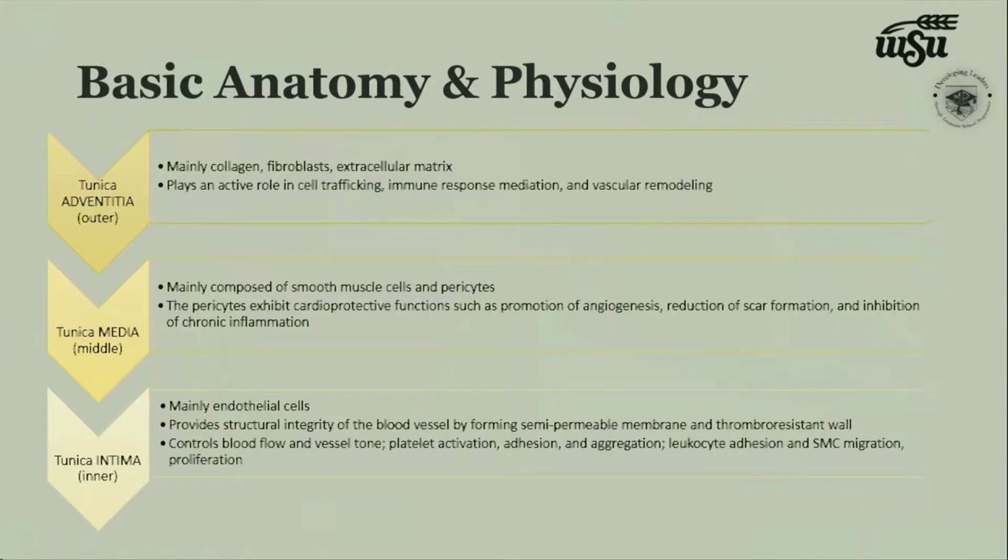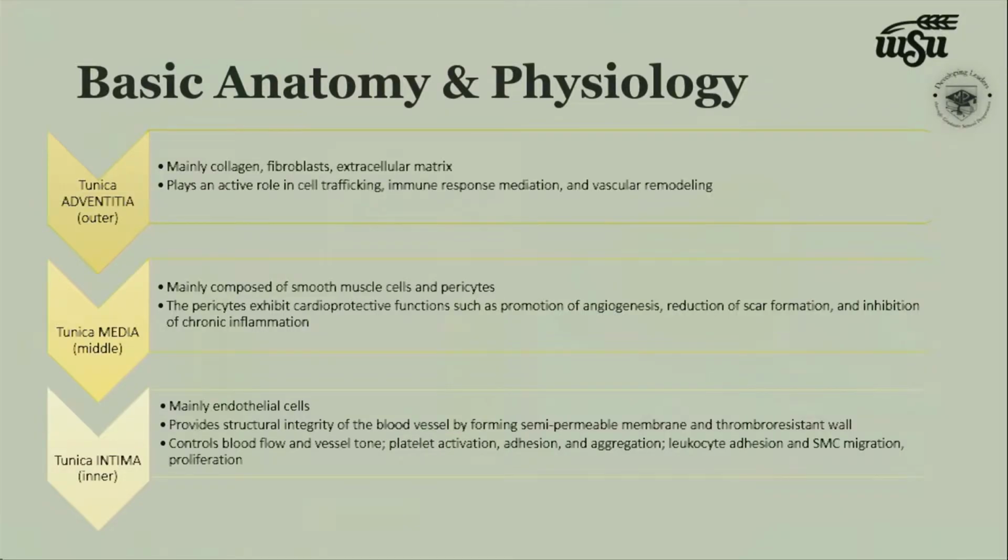The tunica media is the middle layer of the vessels, and it's mainly composed of smooth muscle cells and pericytes. This layer is like a cardioprotective layer, and it can also promote angiogenesis, or the creation of new vessels, prevent chronic inflammation, and reduce scar tissue.